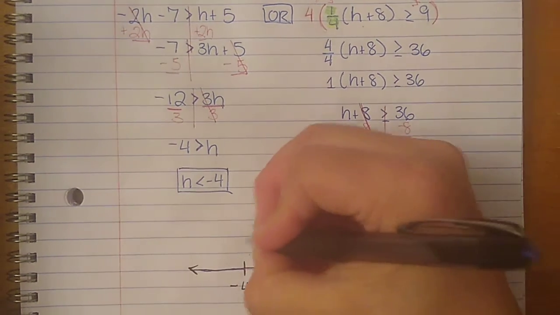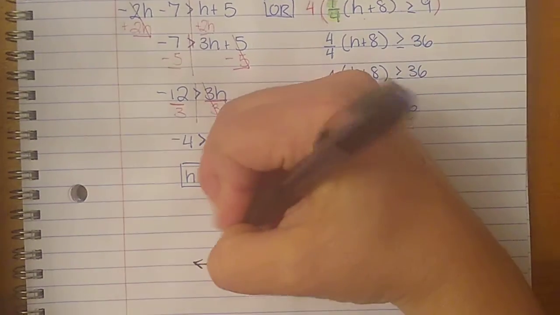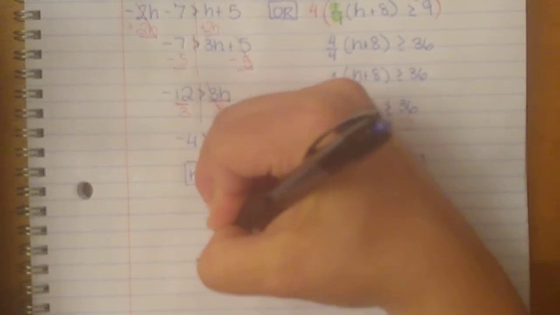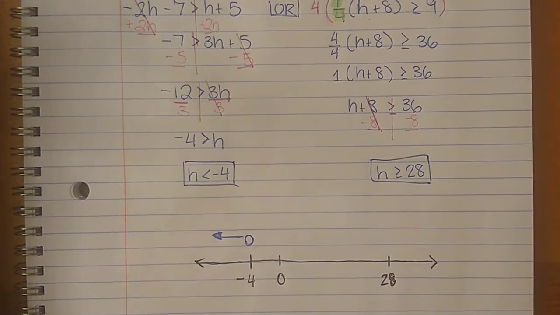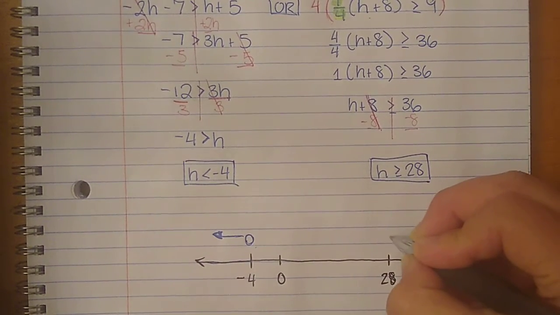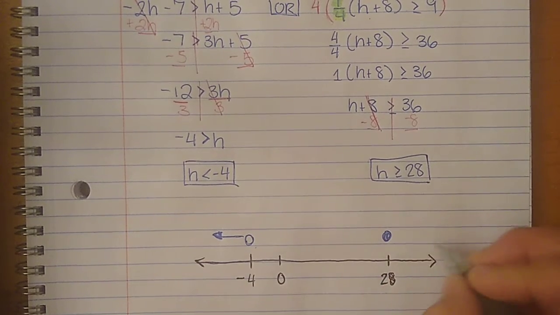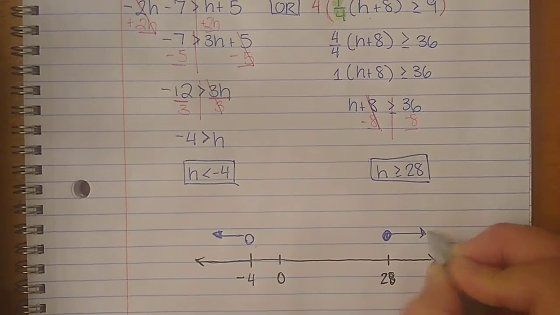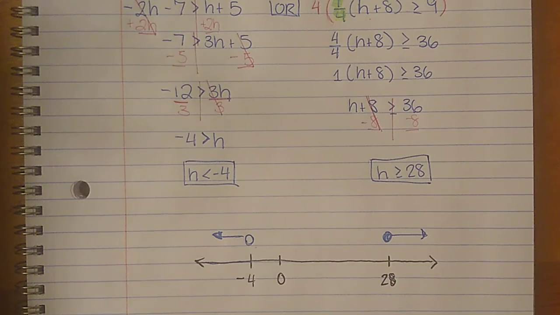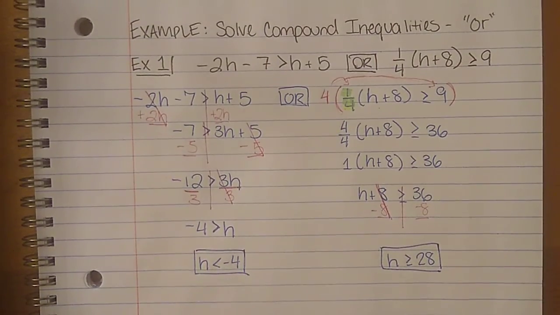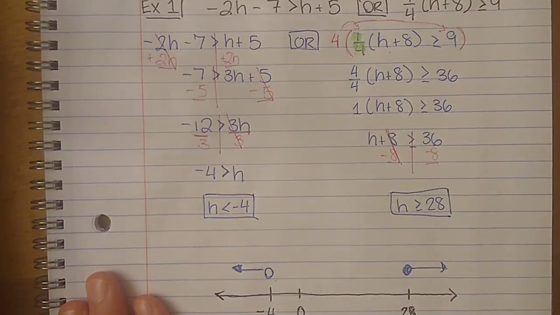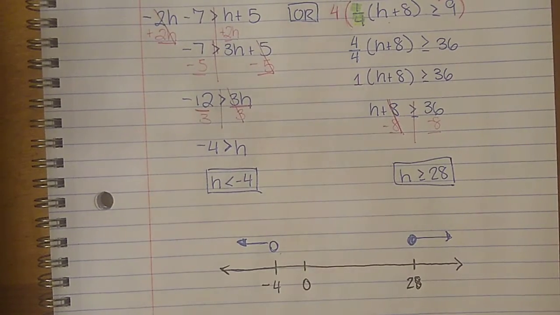So less than negative 4, that's an open circle, less than points to the left, and you can see what the issue would have been if I had tried to get this greater than, it would not have been graphed properly. Greater than or equal to 28, closed circle, greater than or equal to goes to the right. And there you have solved and graphed a compound inequality that is a disjunction, union, using that term or.